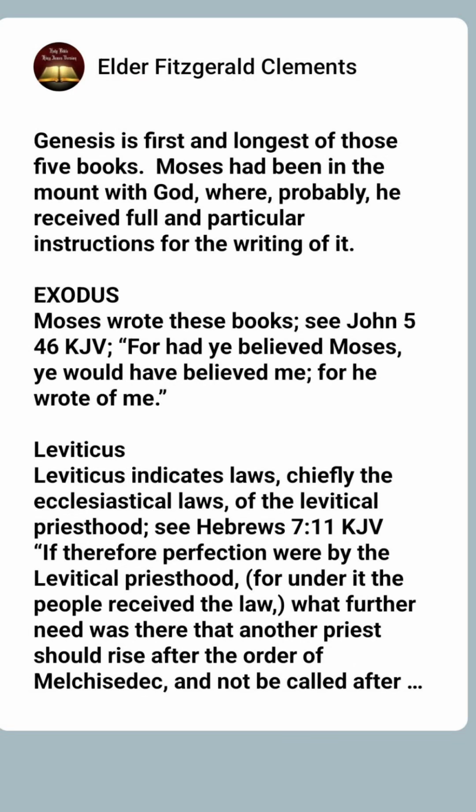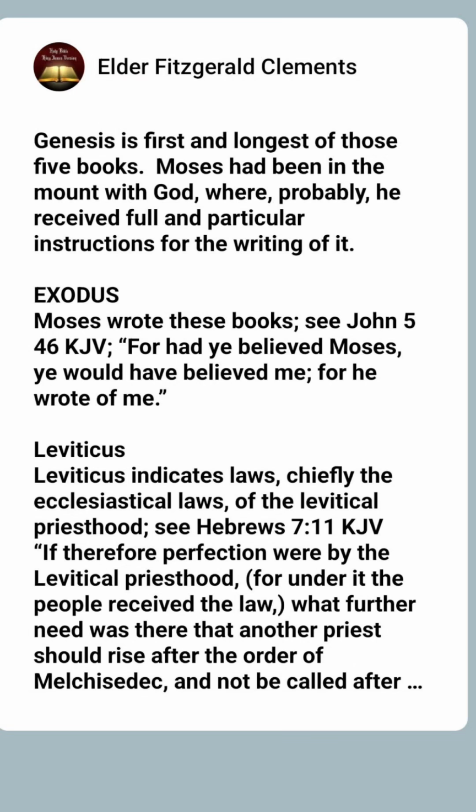Now let's go to Leviticus. Leviticus indicates laws, chiefly ecclesiastical laws of the Levitical priesthood. Please read Hebrews 7 chapter 11 verse. That verse says, if therefore perfection were by the Levitical priesthood, for under it the people received the law, what further need was there that another priest should rise after the order of Melchisedec, and not be called after the order of Aaron?